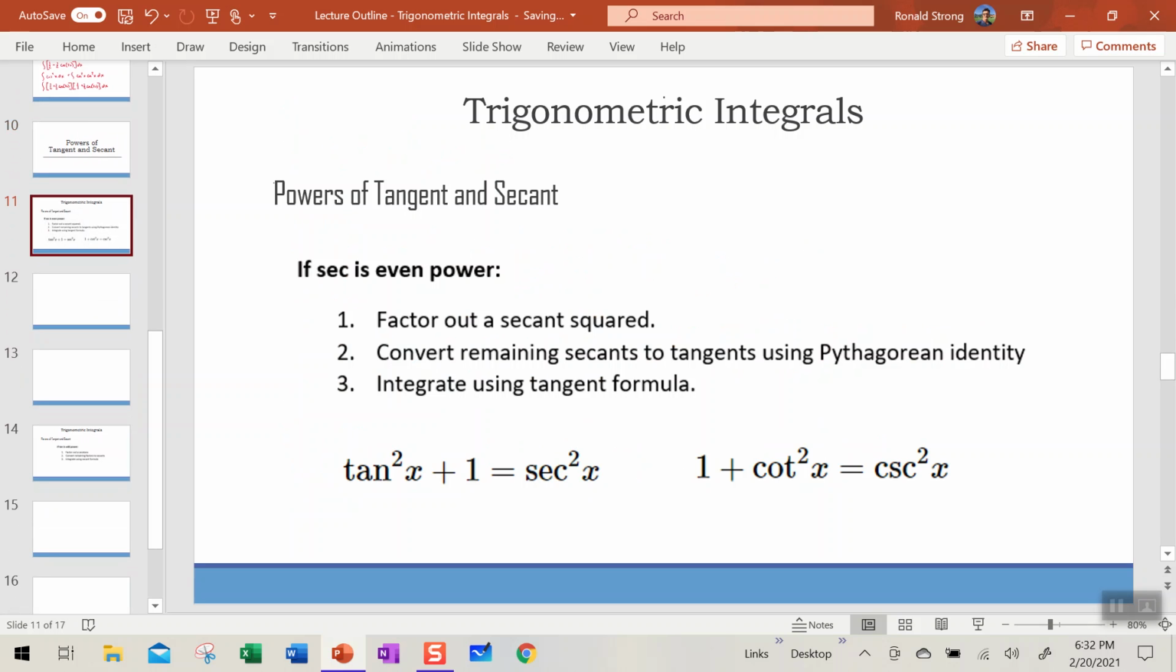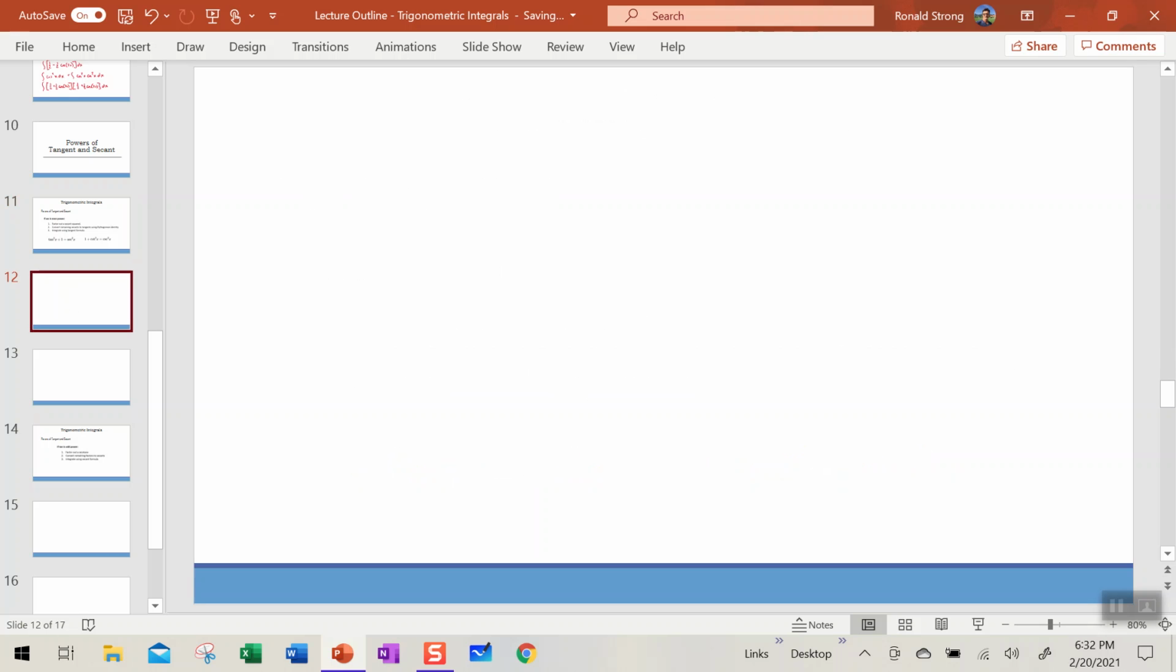Two basic rules to follow here. The first thing you want to look for is secant even. Do you have an even power of secant? And so the simplest case, if you have an even power of secant, let me just go right to an example.